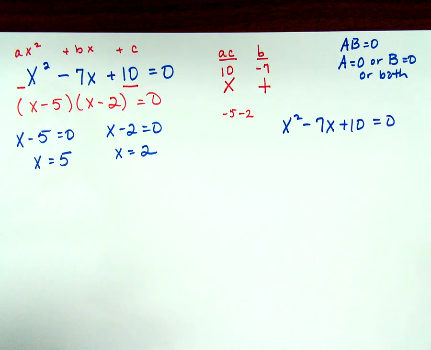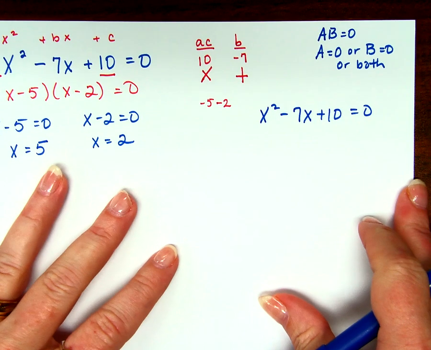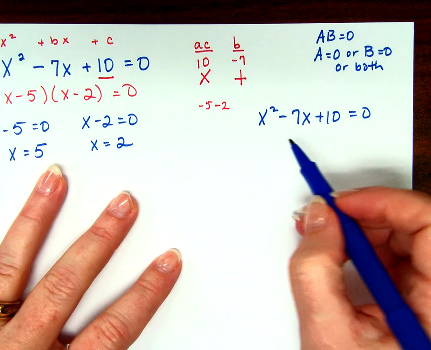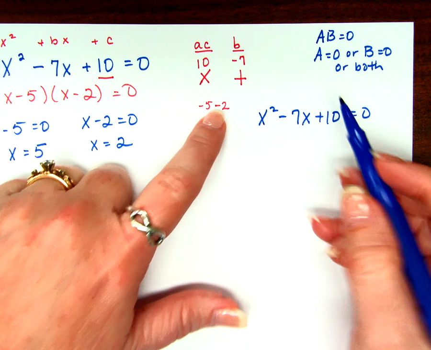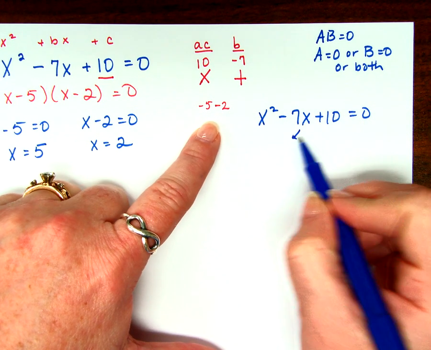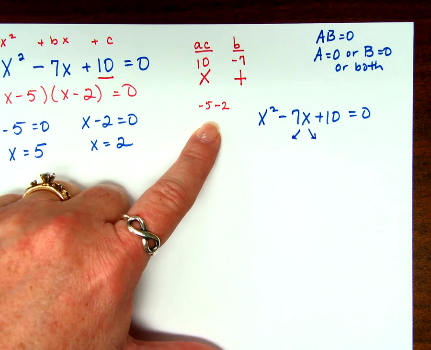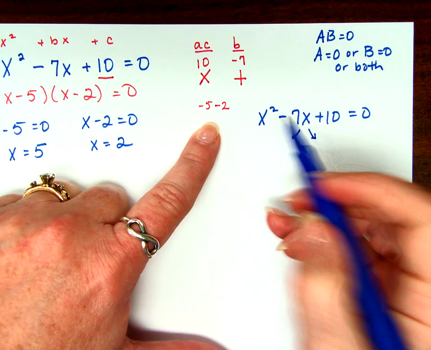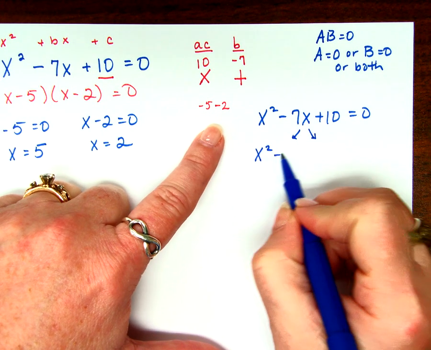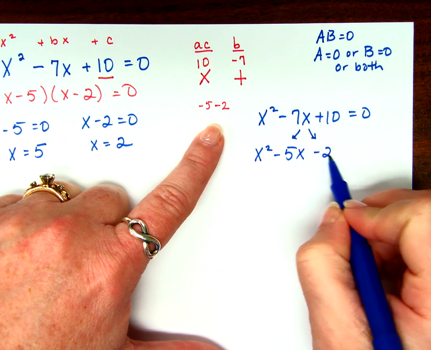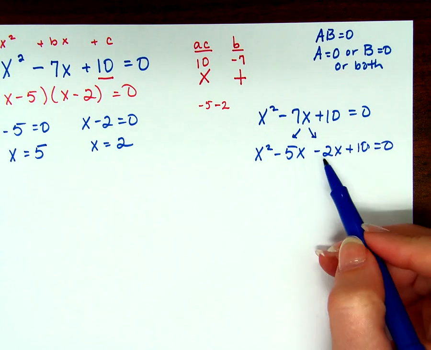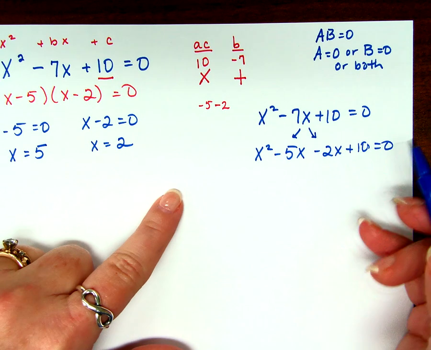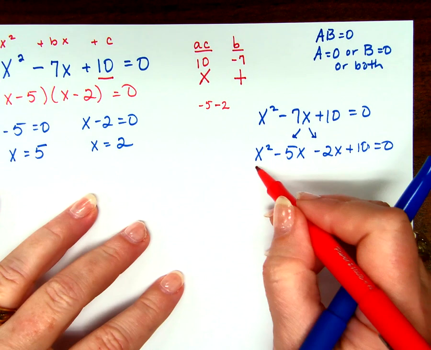I'm doing this exact same problem again because I want to remind you how we did it at the beginning. We still did AC, we still did B. We found that negative 5 and negative 2 worked. What we did before we knew the shortcut was we split the middle term into 2 parts. We said x squared minus 5x minus 2x plus 10 equals 0. So everybody see where I got those 2 middle terms? And then we factored by grouping.